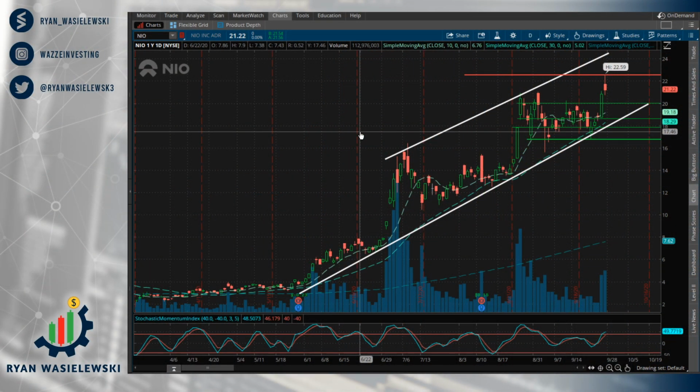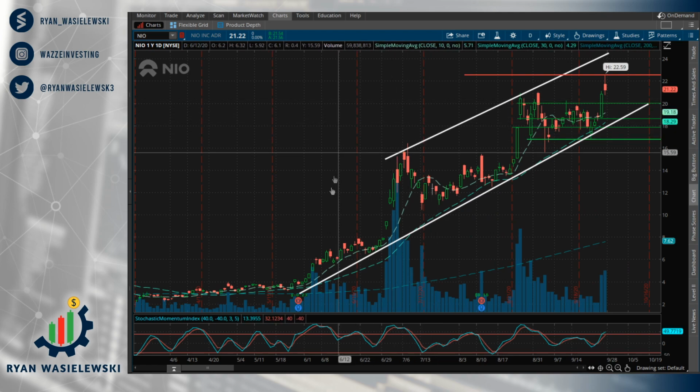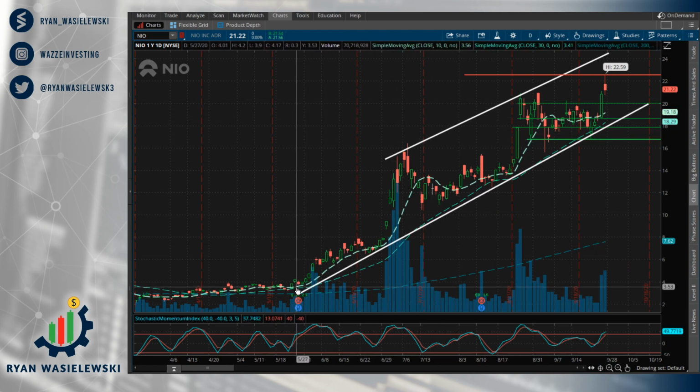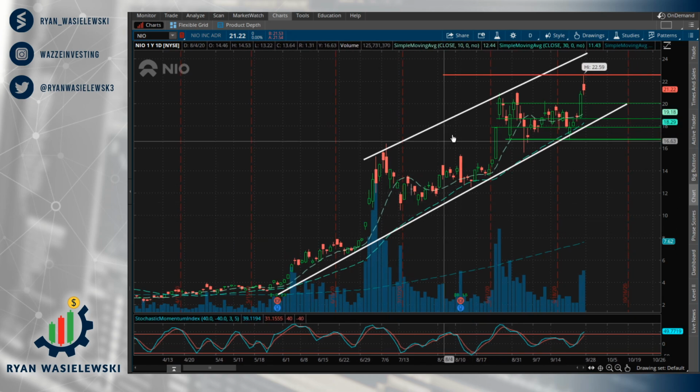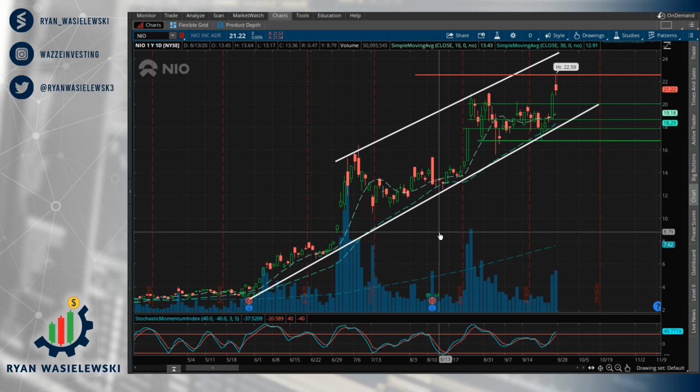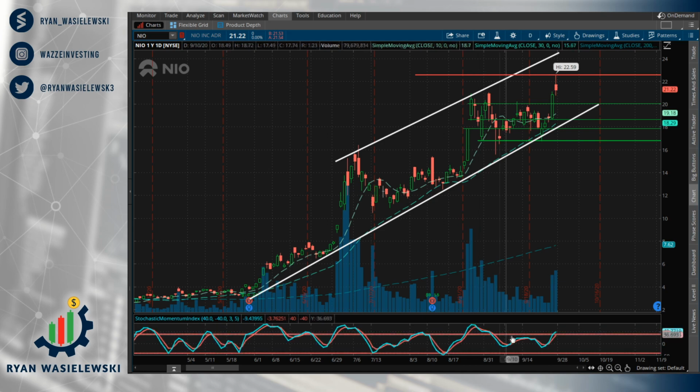Taking a look at the one-day chart for NIO, we can see that it's done very well since June. It was only $4, and now it's up over 20. So very good opportunity if you got in at the very beginning, but still, let's take a look and see if it can be a good opportunity going forward, because it potentially could be a little bit overbought, as you see by the stochastic indicator here, where we are in the high.